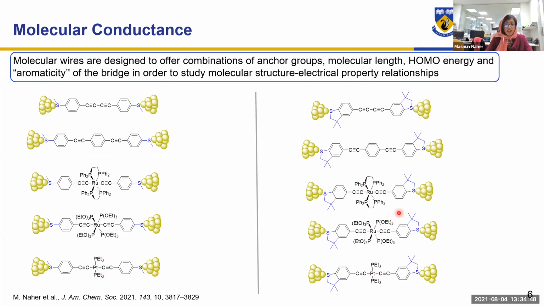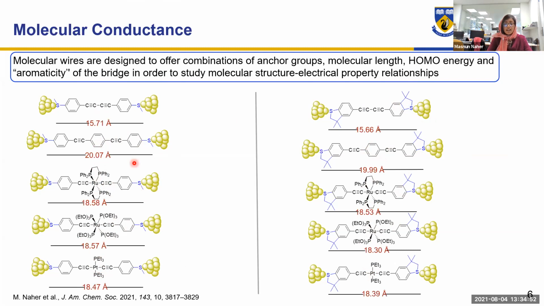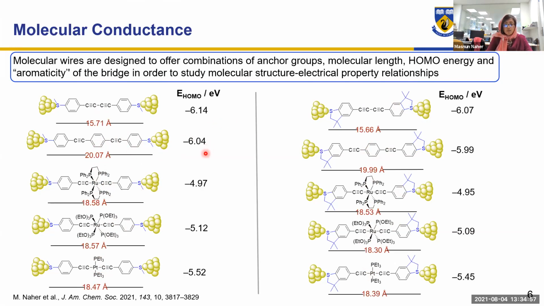This set of compounds is a really good series because they have very similar molecular length, and also very similar HOMO energy. So this can help us to understand the structure-property relationship in a molecular junction.